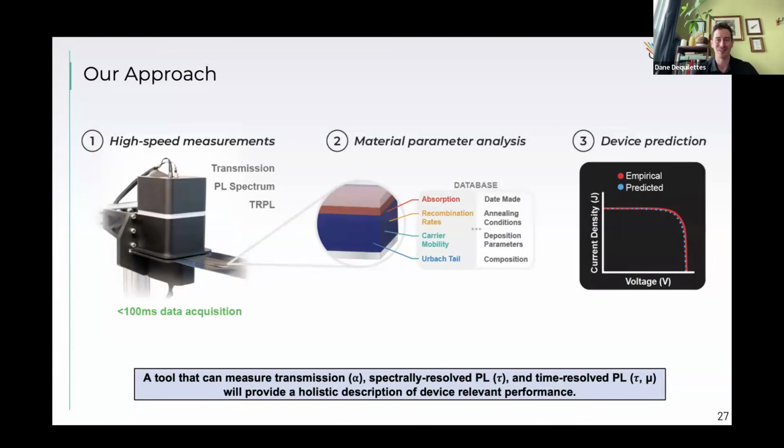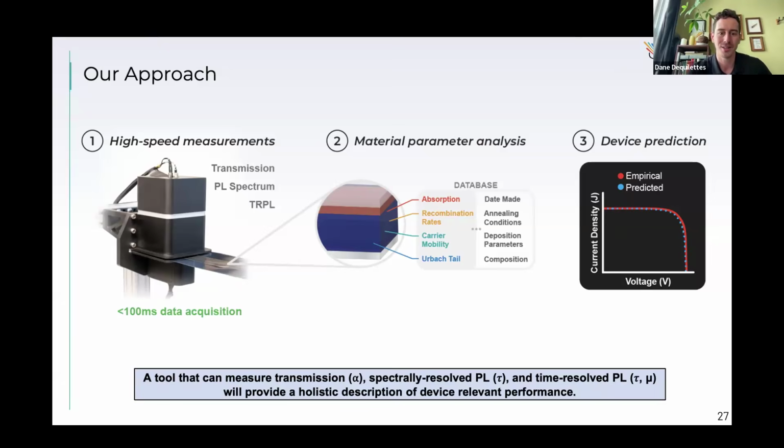So knowing this, there's really a lot of promise for being able to measure material parameters and then ultimately relate them to device performance. And that's essentially our approach, our goal. So we're developing tools that are multimodal. They can measure holistic properties of a solar cell. We then analyze the data in order to extract these meaningful parameters: absorption, recombination rates, carrier mobility, things related to disorder, and then ultimately we are trying to predict the performance.